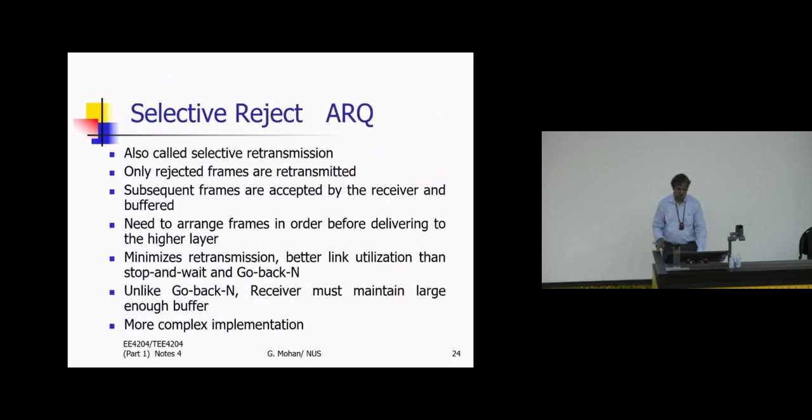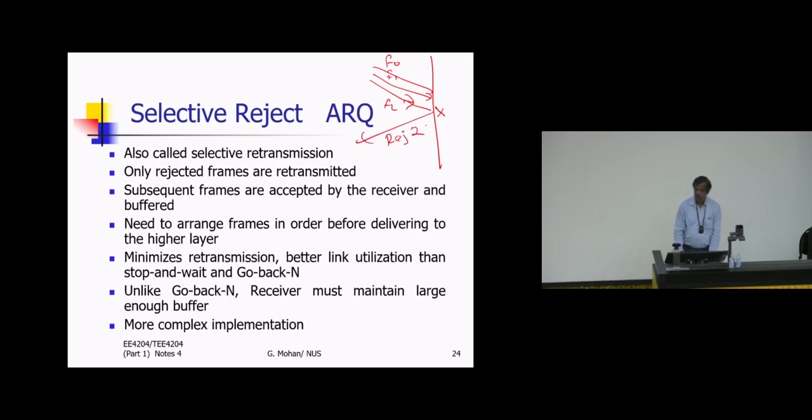Right? So now the next one is selective reject. I will just highlight the difference between selective reject and the previous one. The difference is this. In case of go back N, let's say frame 0, frame 1, frame 2, we assume that frame 2 is damaged, the CRC test failed, it sends a reject 2. Now selective reject will use another convention: it sends selective reject 2.